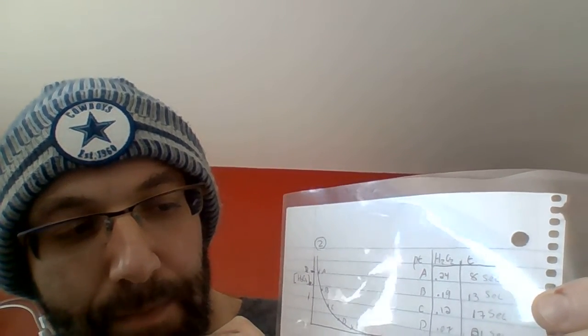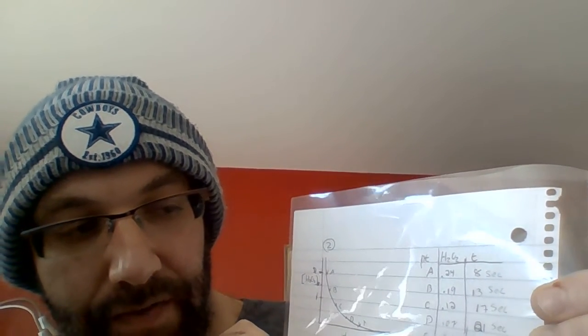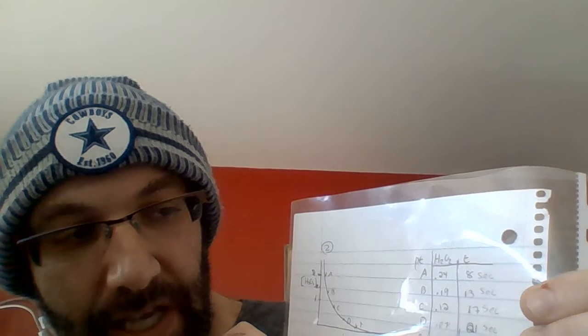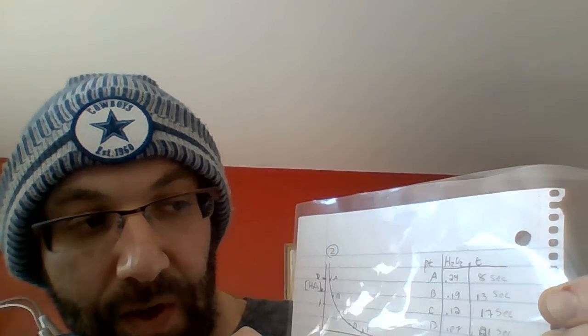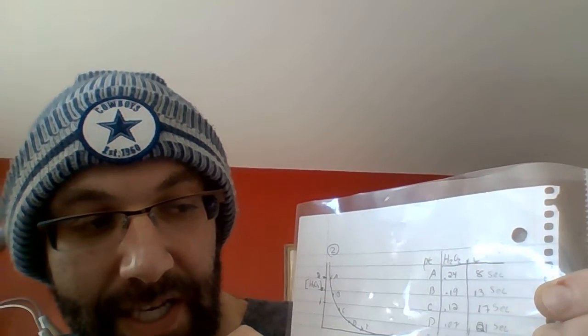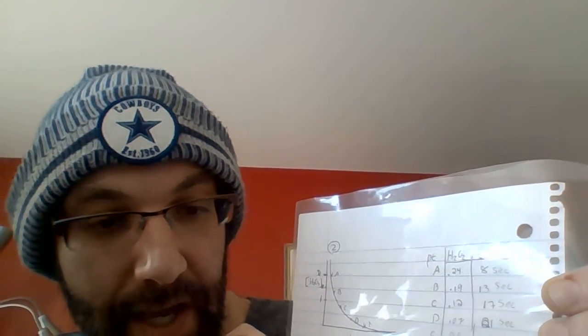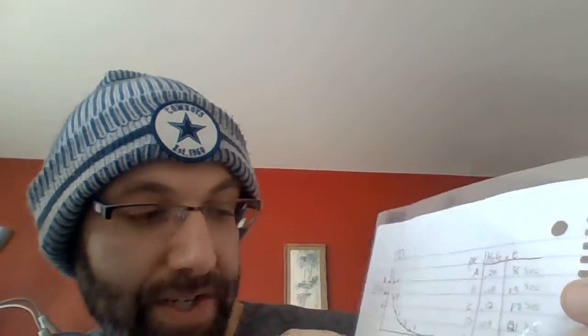Well, if we look at point D, we are now half of C, so that's another half-life. Well, this half-life went from 17 to 26 seconds, which is also 9 seconds. The first half-life from A to C was 9 seconds, and the second half-life from C to E was also 9 seconds. When the half-life is constant, that means it's a first-order reaction.